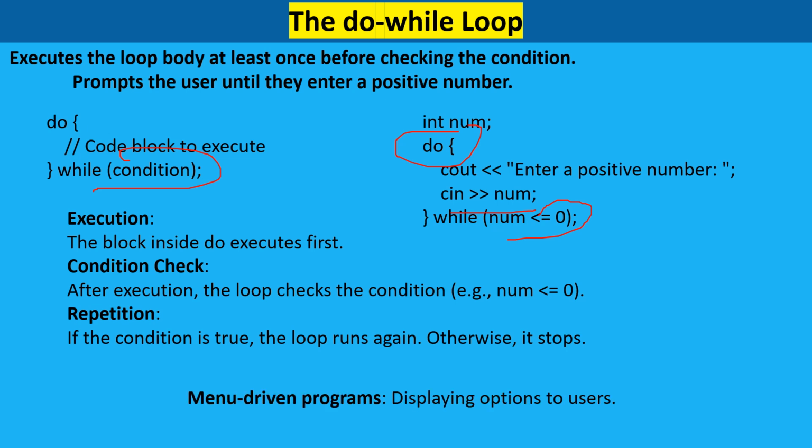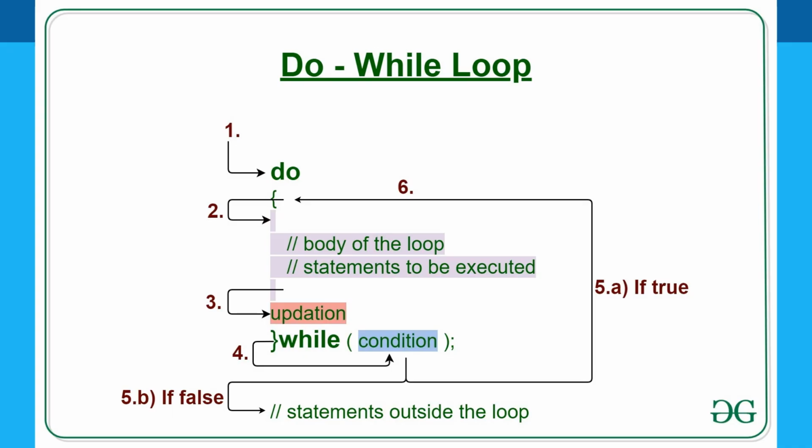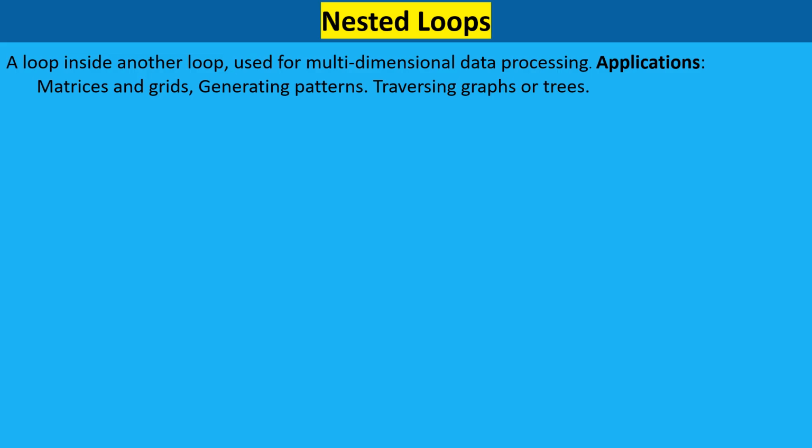So further, menu-driven programs display options to users, and user input validation prompts until a valid value is entered. So, do-while loop, graphical representation. Nested loop: a loop inside another loop, used for multi-dimensional data processing, for matrices and grids, or generating patterns, etc.